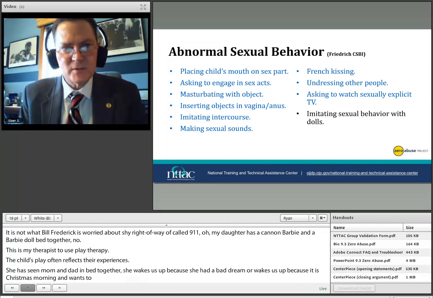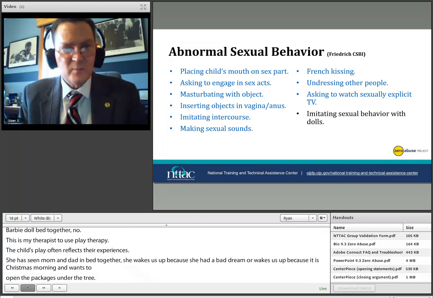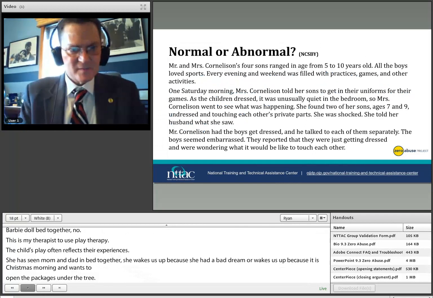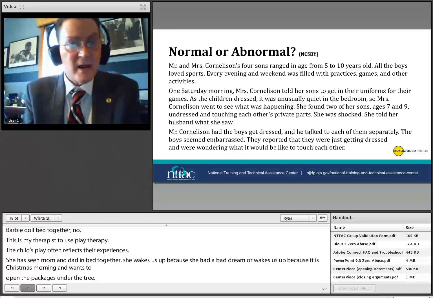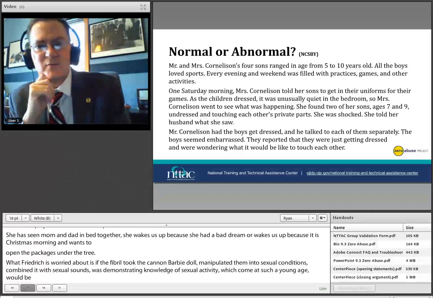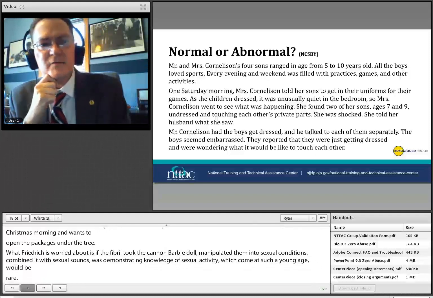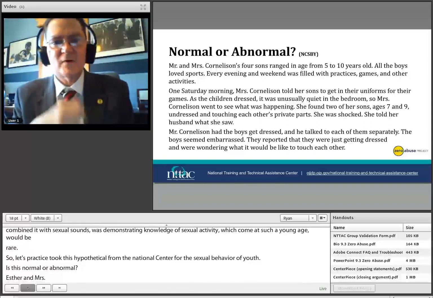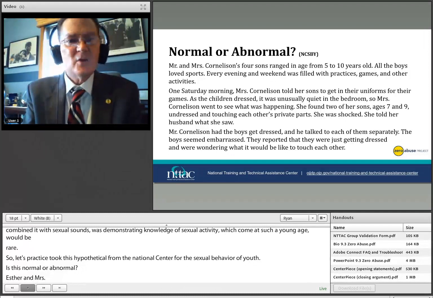The child's play often reflects their experiences. She has seen mom and dad in bed together. She wakes us up because she had a bad dream, or wakes us up because it's Christmas morning and wants to open the packages under the tree. What Friedrich is worried about would be if the 5-year-old took the Ken and Barbie doll, manipulated them into sexual positions, combined it with sexual sounds, was demonstrating a knowledge of sexual activity, which at such a young age would be rare.